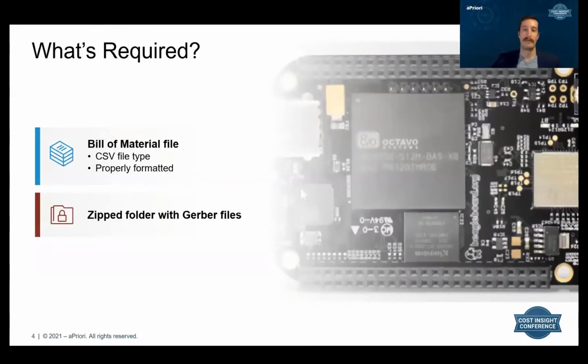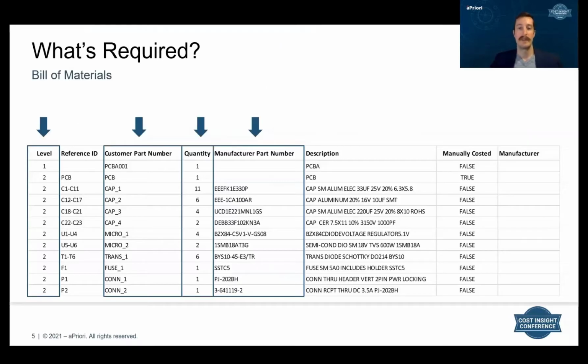For a PCBA, we just need the bill of materials file saved as a CSV. For a PCB, we extract all the relevant information from a zip folder with the Gerber files. The bill of materials file can include any number of columns relevant to your business. However, 4 columns are required. These are the level, customer part number, the quantity of each component, and the manufacturer part number.